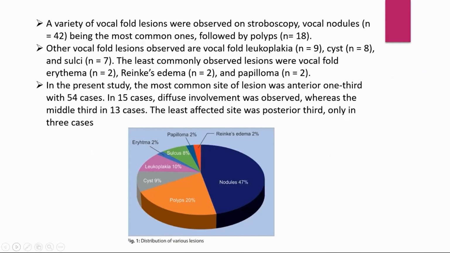A variety of the vocal fold lesions were observed on stroboscopy, with vocal fold nodules being the most common, followed by polyps, vocal fold leukoplakia. Least commonly observed were the vocal fold erythema, Reinke's edema, and papilloma. Most common site of lesion in our study was anterior 1/3 with 54 cases, followed by diffuse involvement and the middle third in the 13 cases. Least affected site was the posterior third. Next slide, please.